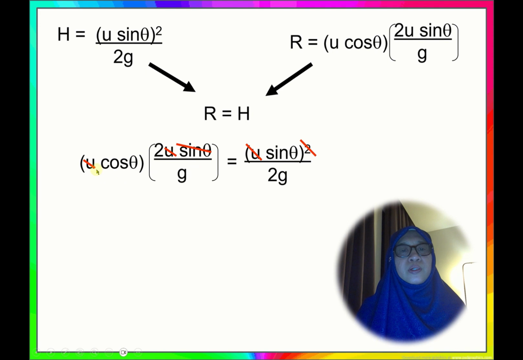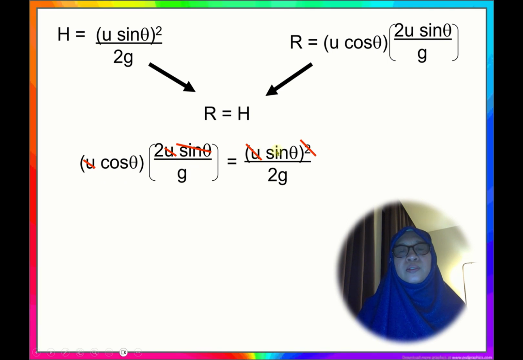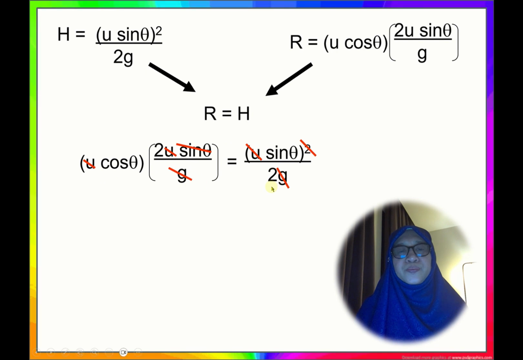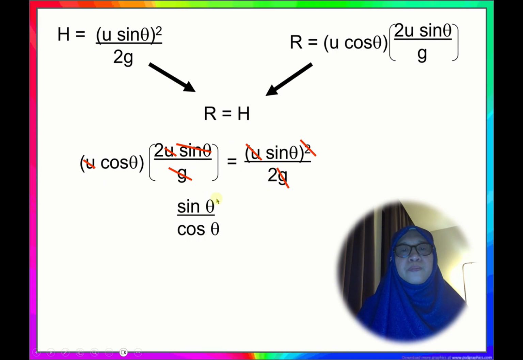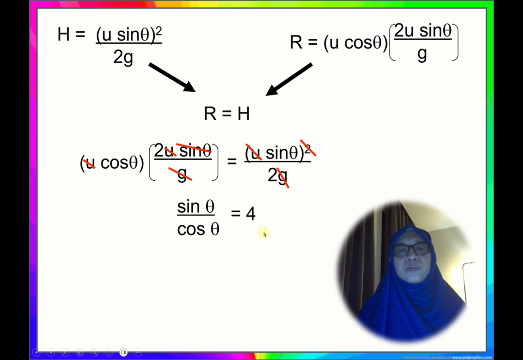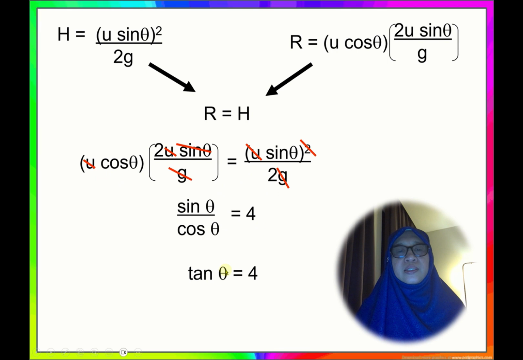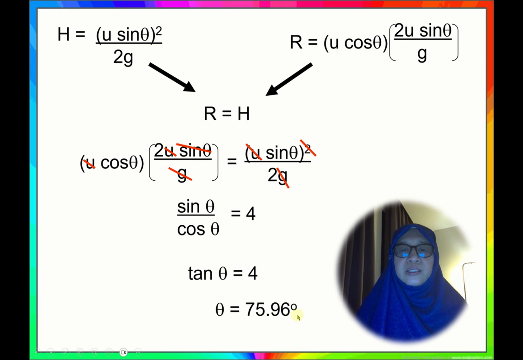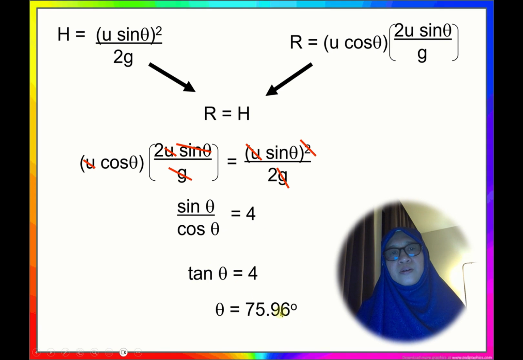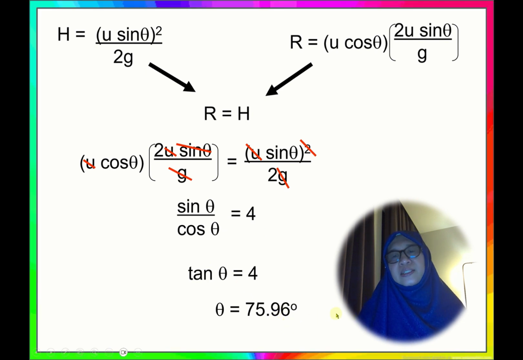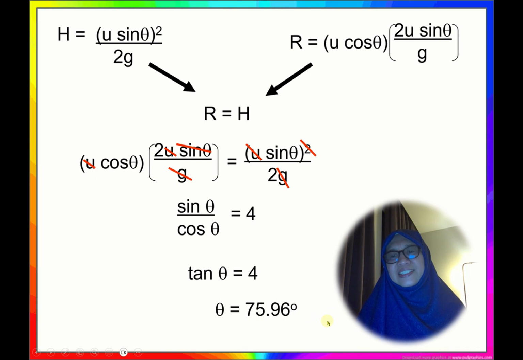Because this is u times u, so it is u squared on the left side, and the right side also u squared. And then we cancel out g. So we cross multiply cos theta to here, sin theta over cos theta, and then 2 times 2 is 4. So sin over cos is tan theta, and therefore theta is 76 degrees. Okay, you can round it off to 76 degrees. That's the answer. Okay, simple, right?